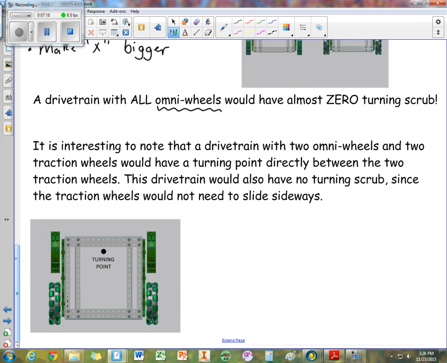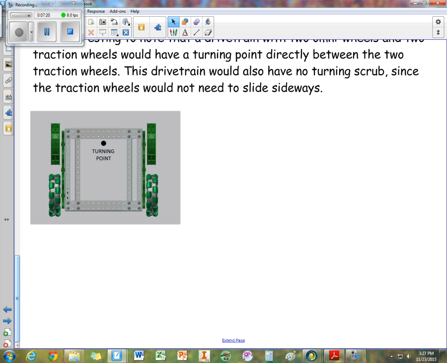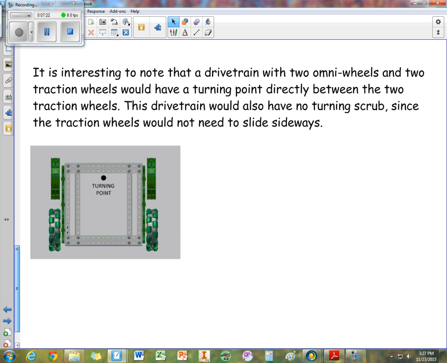Now, we can have a hybrid drivetrain where we have high traction wheels and omnis. What's kind of cool about this is that it changes where the turning point is. The turning point will go to where the high traction wheels are. So if we have omnis in the back, the turning point goes to the front. If we put our omnis in the front and high traction in the back, the turning point migrates to the back.